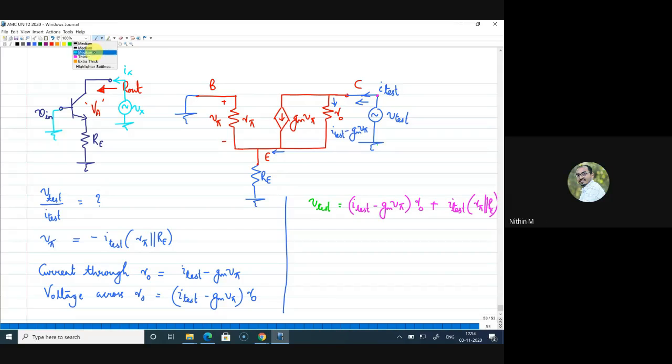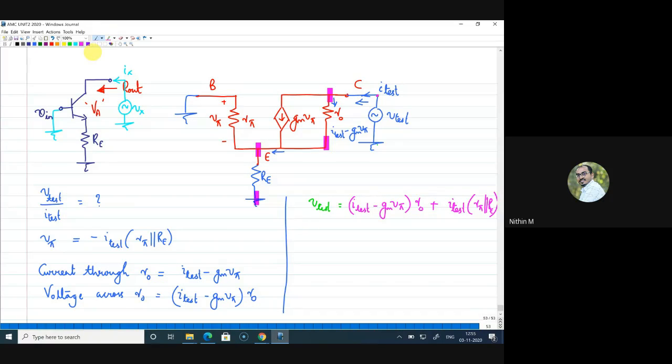Yes, sir. Is it clear? Yes, sir. So voltage across this resistance plus voltage across this resistance, the sum of these two will give you what is V test. Yes, I got it. All right. Now it's very simple.